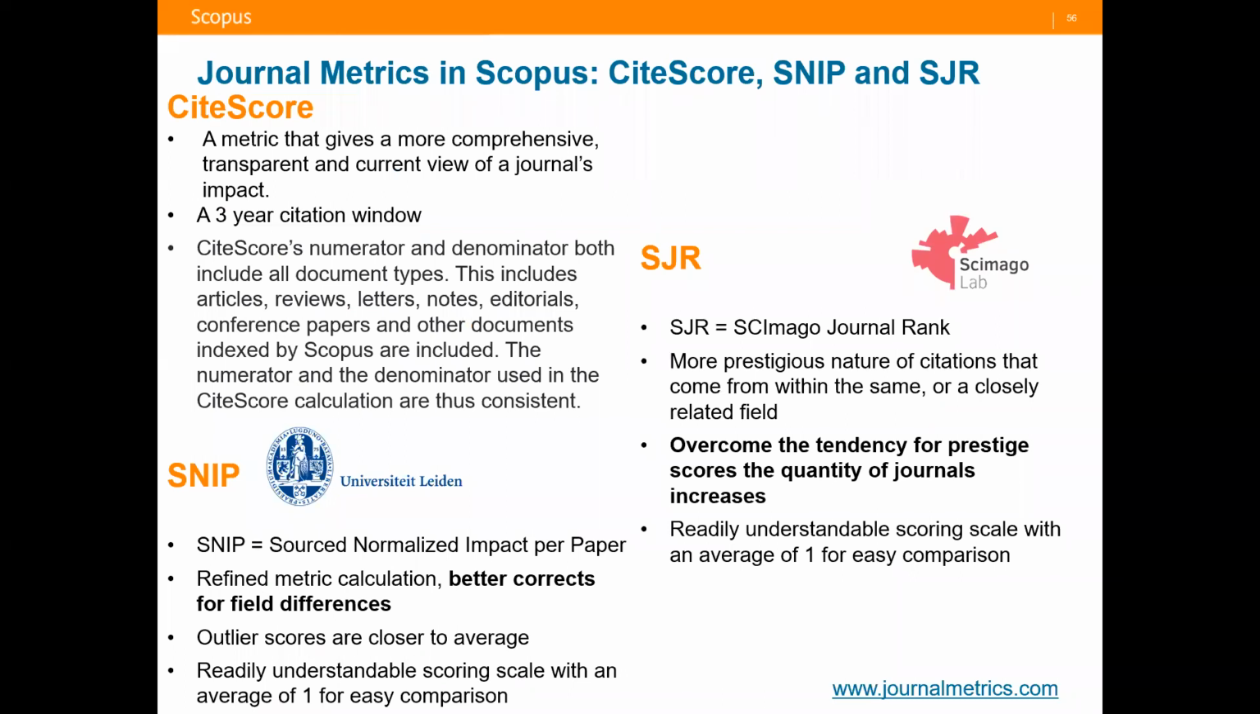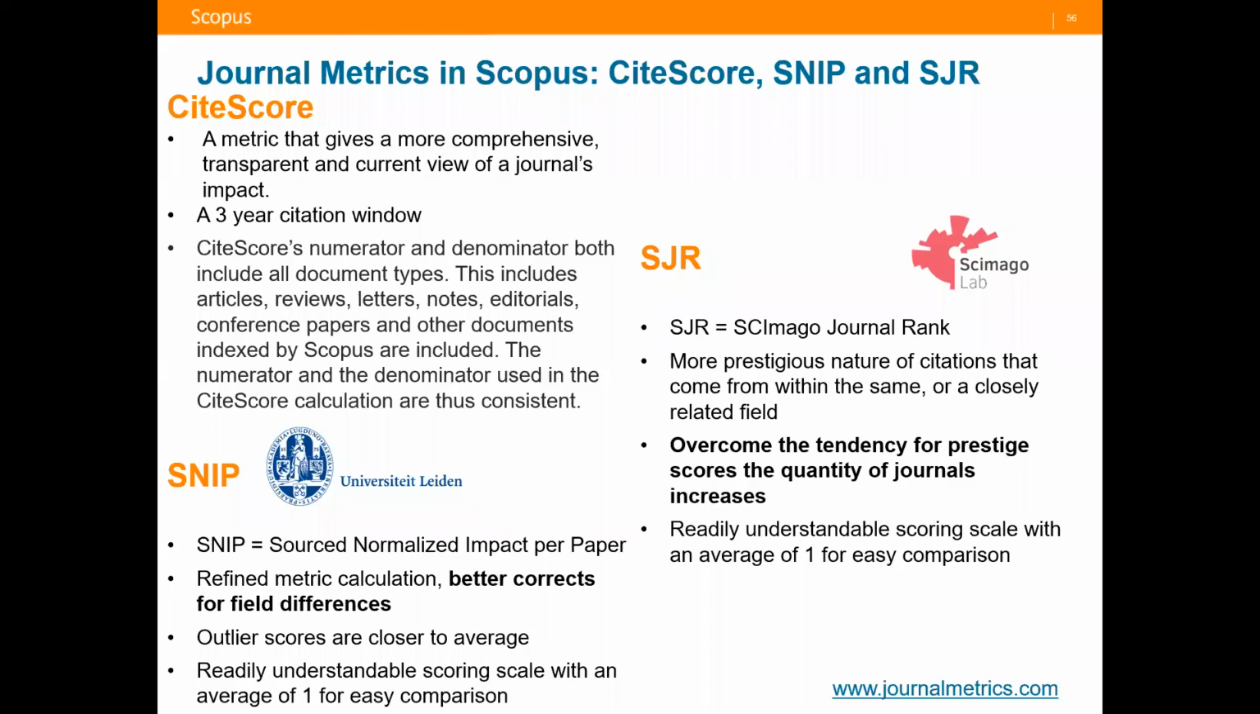Unlike impact factor, it uses a 3-year citation window. What we do is take the total number of citations from a specific year, in this case 2019, divided by the total number of documents from the 3 years preceding it, from 2016, 17, and 18. This includes articles, reviews, letters, notes, editorials, conference papers, and other documents.